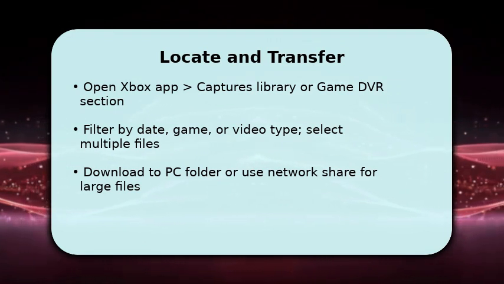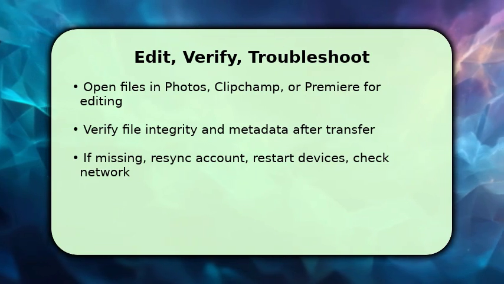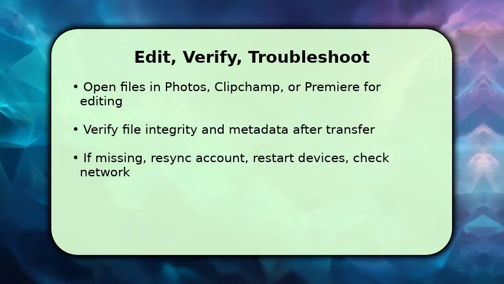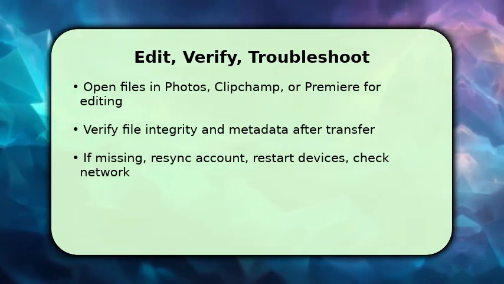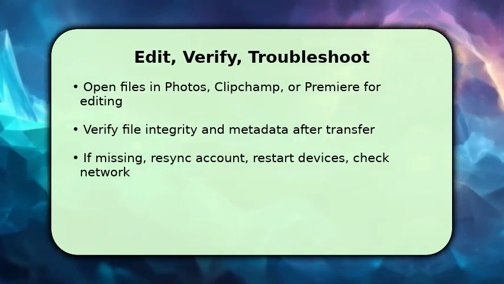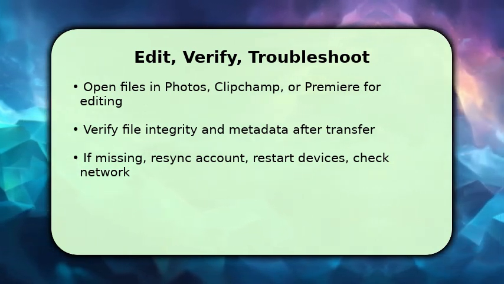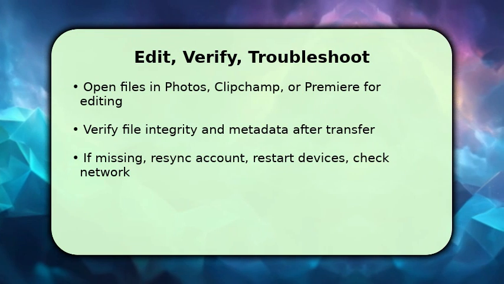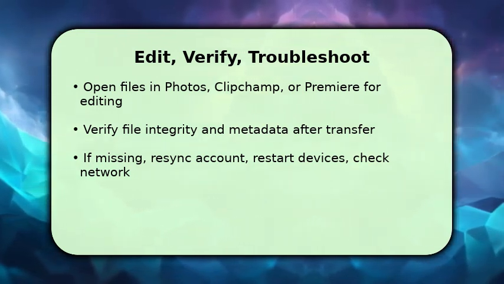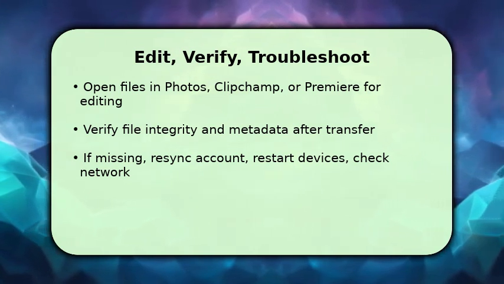You finish by opening transferred captures in your editor or player to verify quality and metadata. This confirms successful transfer. Edit or export using Photos, Clipchamp, or a preferred NLE and save final copies in an organized folder. If a capture is missing or corrupted, first resync your Microsoft account and restart both Xbox and PC, then check that both are on the same subnet. If problems persist, toggle network transfer and re-download. That usually resolves permission or connectivity.